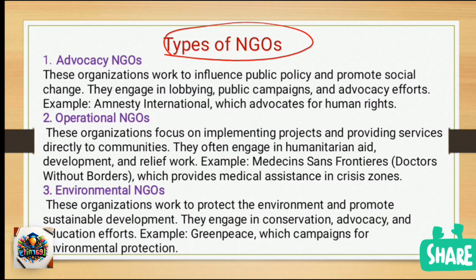Types of NGOs. Advocacy NGOs. These organizations work to influence public policies and promote social change. They engage in lobbying, public campaigns, and advocacy efforts. Example: Amnesty International, which advocates for human rights.